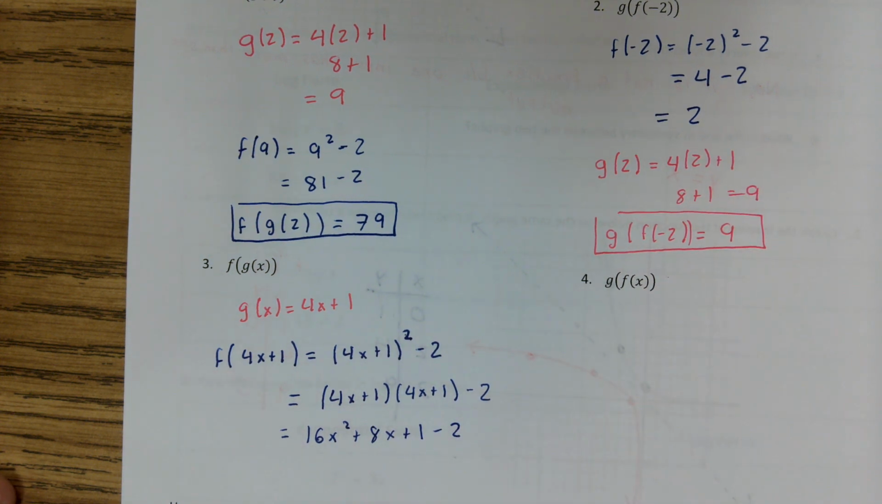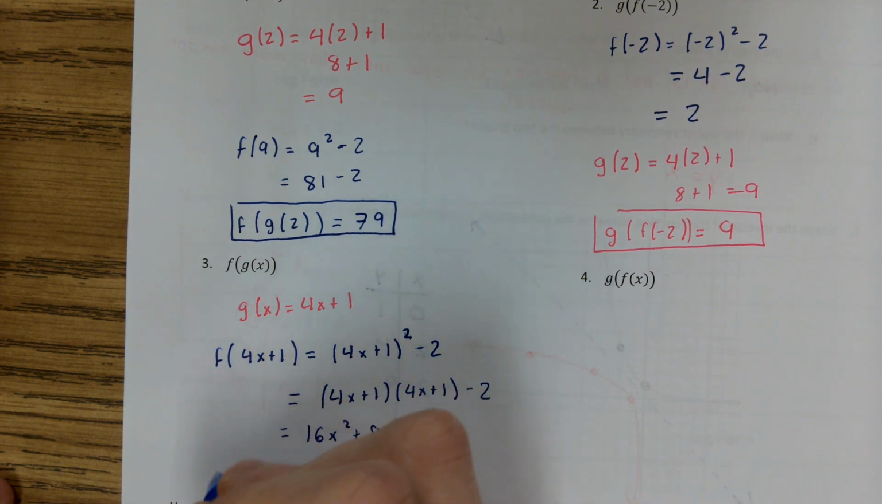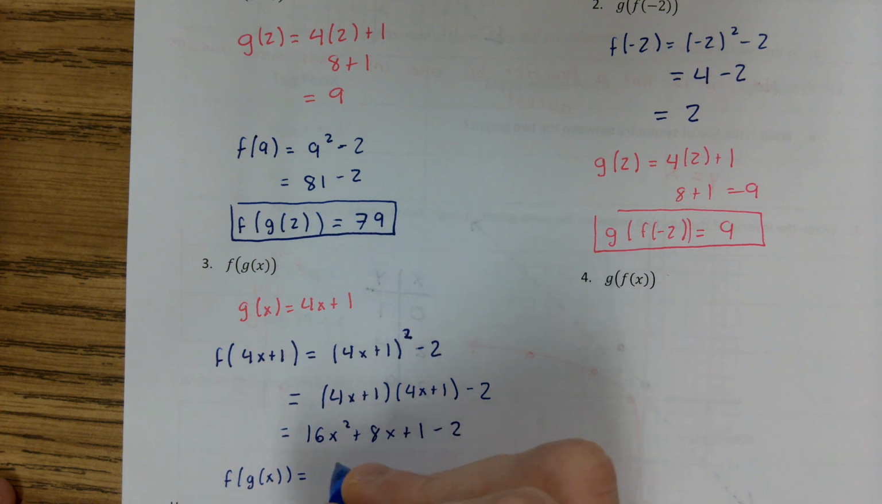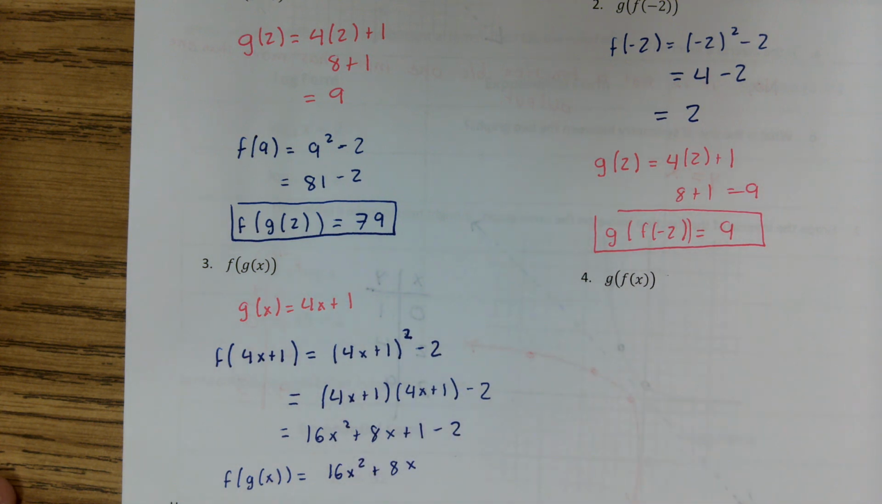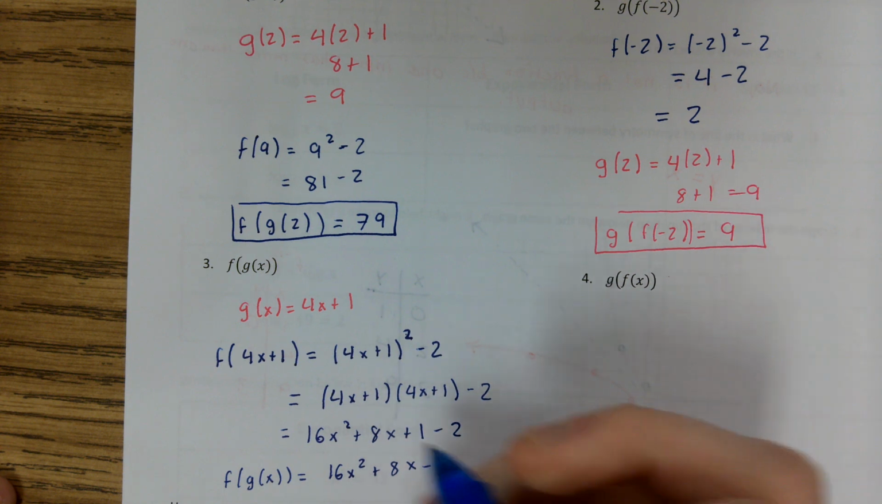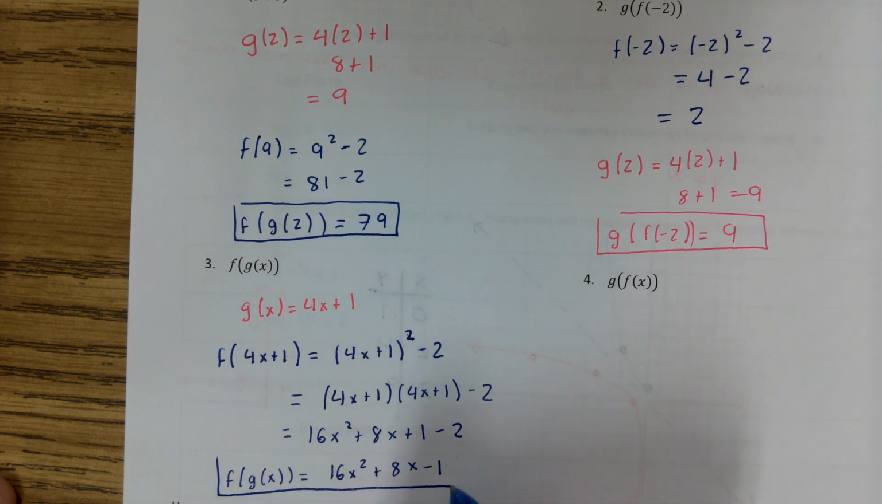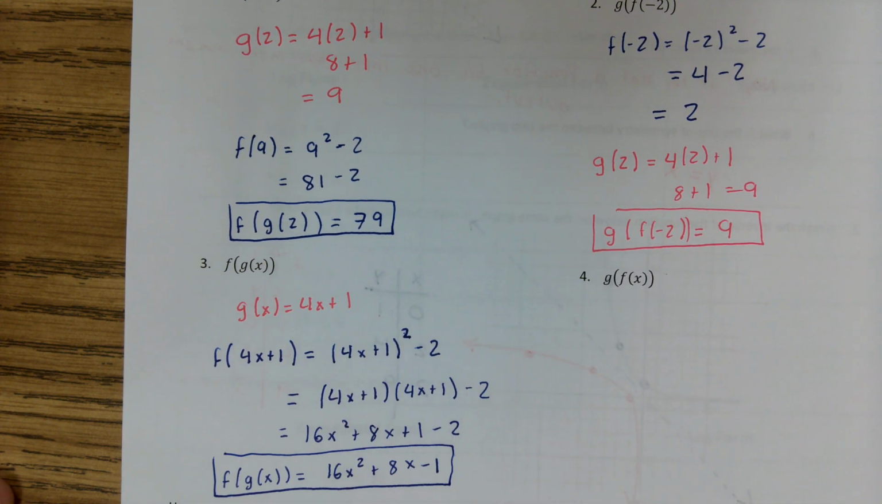All right? So now the last thing we've got to do is just combine our like terms. So that f of g of x is equal to 16x squared plus the 8x, and then minus 1. And now you're done. All right, so the biggest thing you've got to remember is you just plug in that g of x function into f of x.